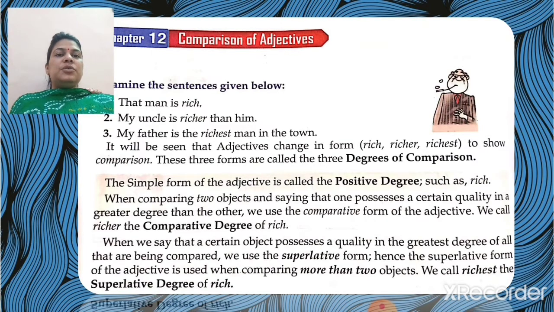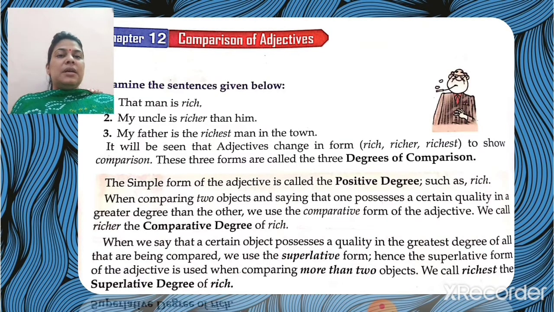When comparing two objects and saying that one possesses a certain quality in a greater degree than the other, we use the comparative form of the adjective. We call richer the comparative degree of rich.